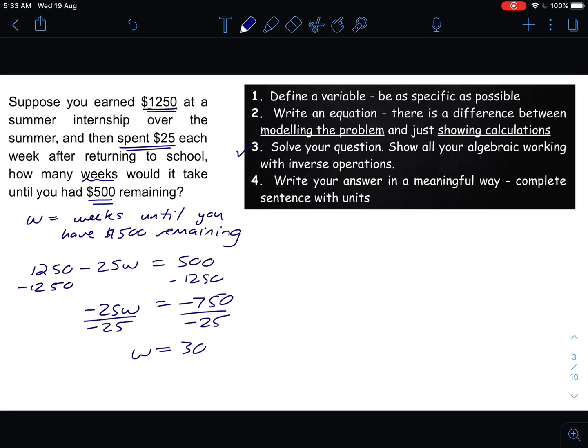So that's the third step right there. I still need to write my answer in a meaningful way, which means putting it into a sentence. So I would say, it takes 30 weeks until I have $500 left. The wording is up to you, but it should read something like that. So that's what the process would look like.